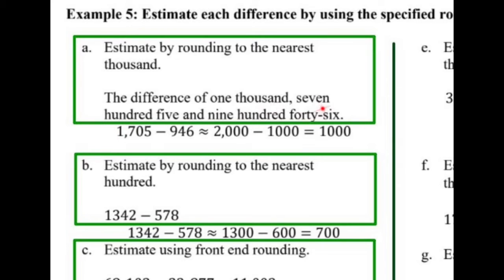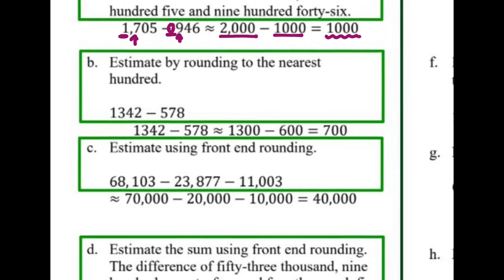So 1,705, so there you go. And 946 is right here. And we're rounding to the nearest 1,000, so that's this number here, and 0 out here in the front. Okay, so the 7 is going to round the 1 up to a 2, as you can see here. And the 9 is going to round the 0 up to a 1. So 2,000 minus 1,000, your answer is 1,000. Okay. Next part.